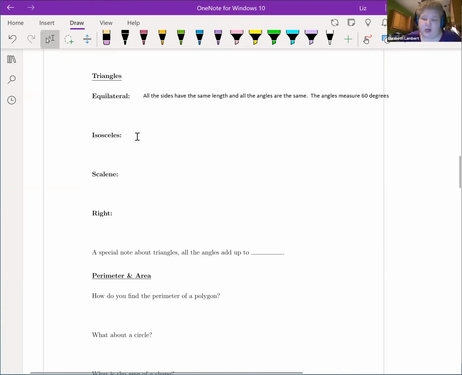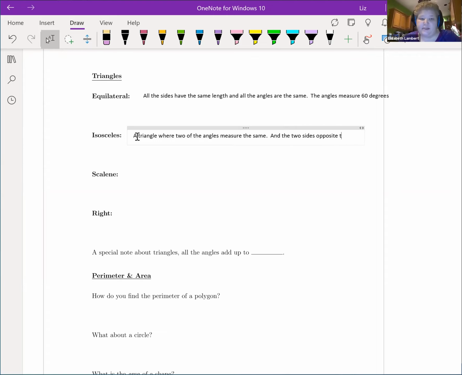Now, an isosceles triangle is a triangle where 2 of the angles measure the same. And the cool thing about triangles is the measure of the angle also determines the length of the side across from it. They're proportionate. So bigger angles get bigger sides, smaller angles get smaller sides. So the 2 sides opposite these angles are also equal.